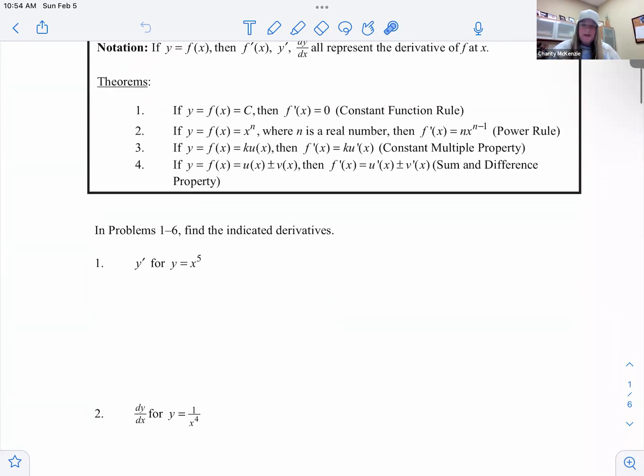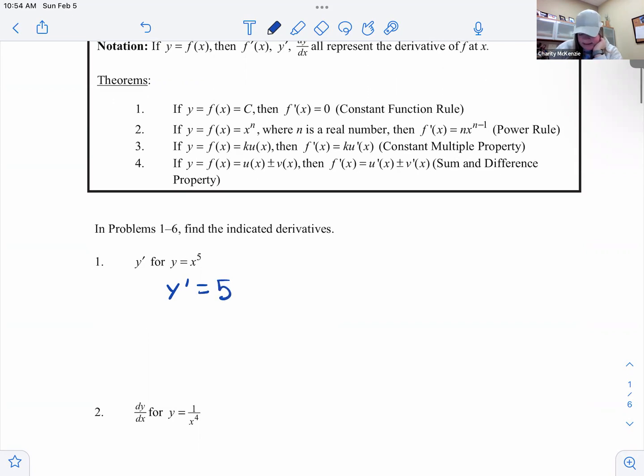Look at this first one. We just have x to the 5th. Our rule says bring the exponent out front. So to do the derivative, we bring the exponent out front, and it becomes x to the 5 minus 1. So really we have 5x to the 4th. We brought the 5 out front and subtracted 1 from the exponent.